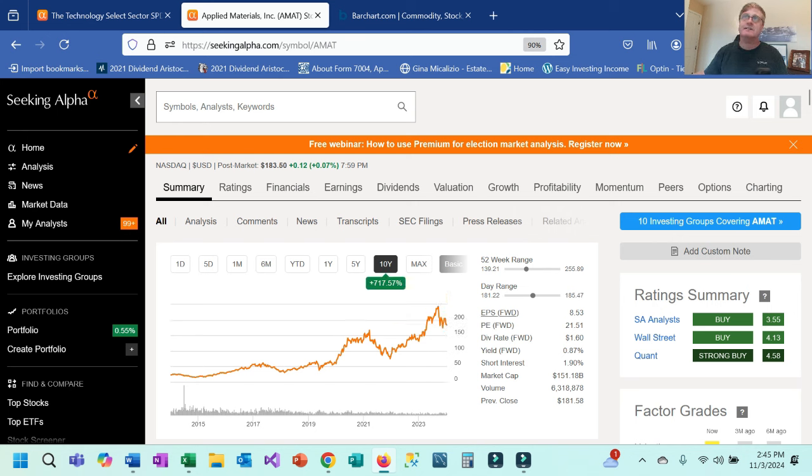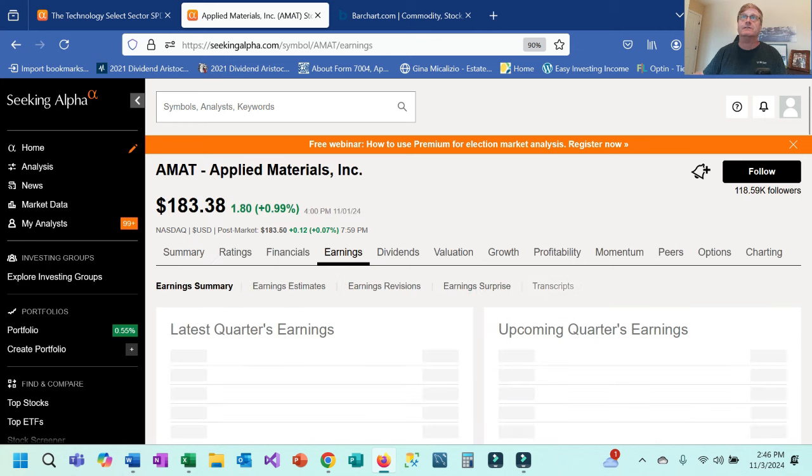Then I also like to look at earnings per share and PE. So they are making $8.53 and their forward PE is 21.51. Especially with growth companies, a lot of times you'll see PEs at 30, 40, 50. I'll talk a little bit more about the PE when we talk about valuation, but the next thing I typically like to do is look at earnings.